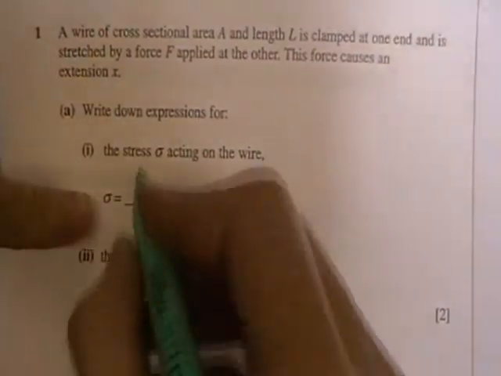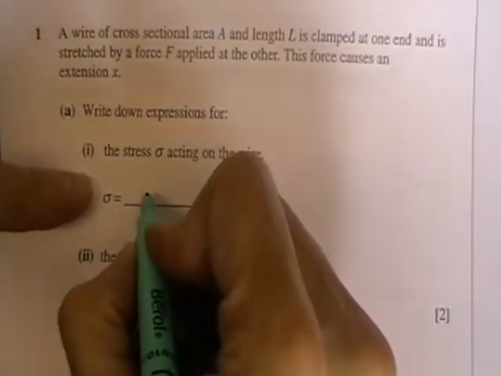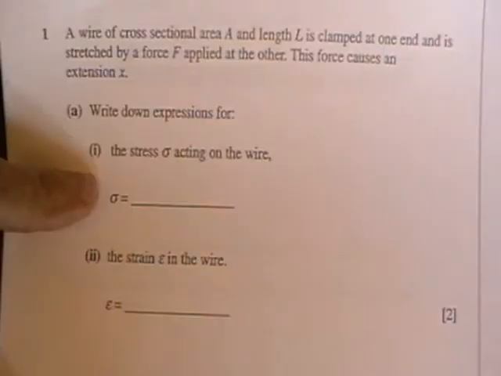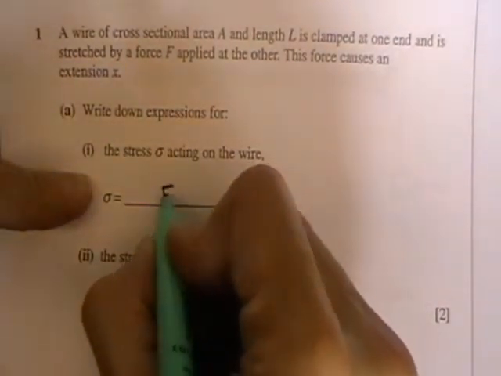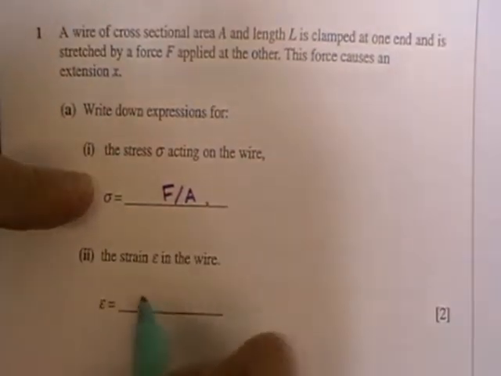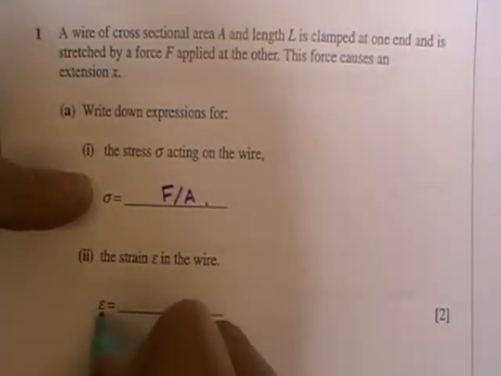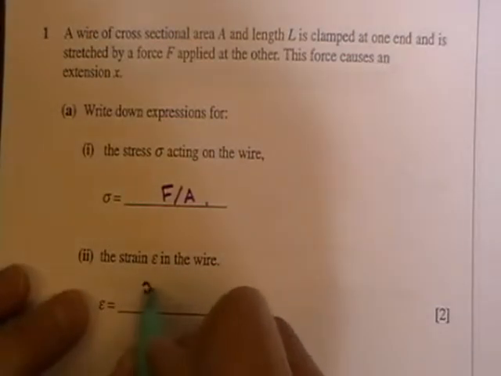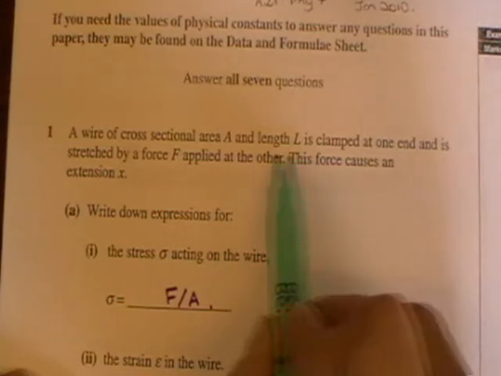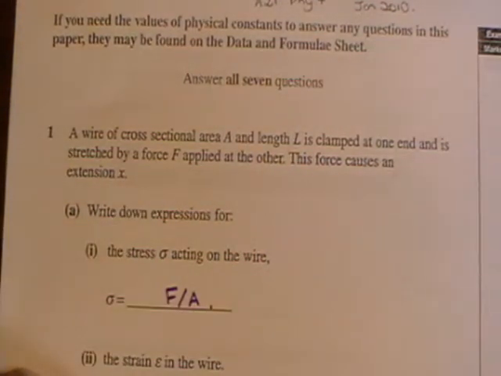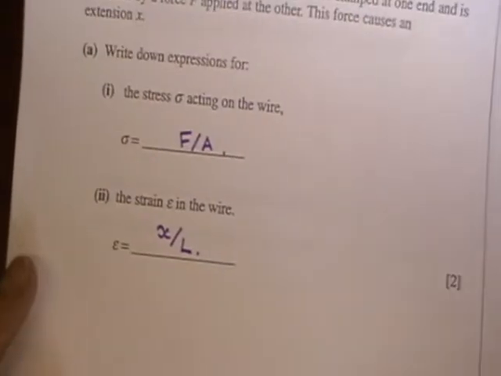So, sigma, of course, this is very similar to the previous year's question, or 2 years before that. Stress is equal to force over area, and epsilon, which is strain, is extension divided by length. And always use the symbols that they have asked you about in the question. If they use an E here, you use an E here. Don't just be making up your own. And that's worth 2 marks. So that's very easy, 2 marks there.